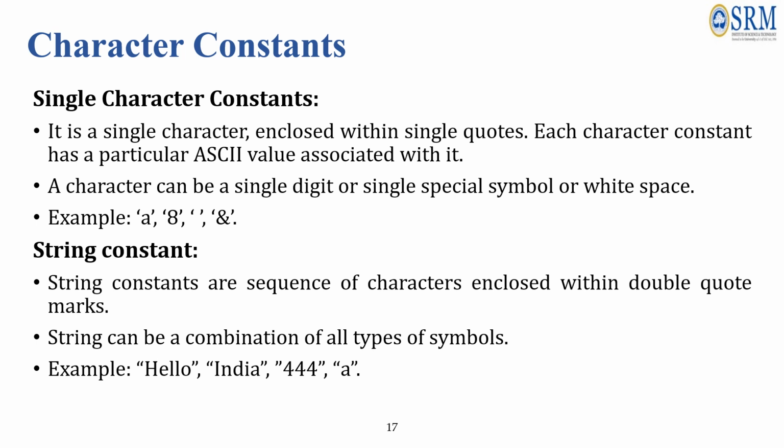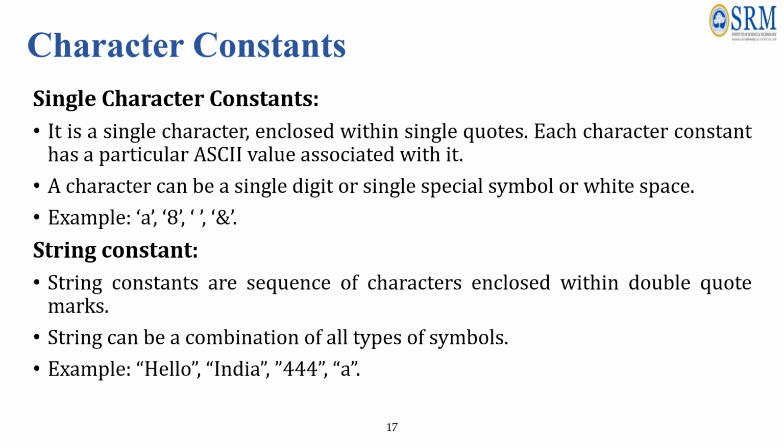The last type of constant is the character constant, where you have the single character constant and the string constant. So what is a single character constant? Whenever a specific value, which can be a letter, a digit, a punctuation mark, or anything, is represented inside a single quote, it is a single character constant. Even white space can be considered a single character constant when it is included inside a single quote.